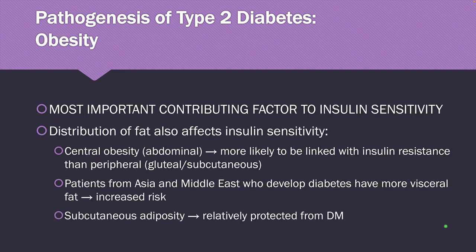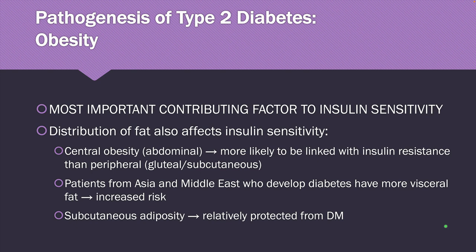Obesity, again, as I mentioned earlier, is the most important contributory factor to insulin sensitivity. So, kapag yung mga patients that are centrally obese or abdominal yung distribution ng fat nila, is more likely to be linked with insulin resistance than the peripheral, yung nasa gluteal or subcutaneous.